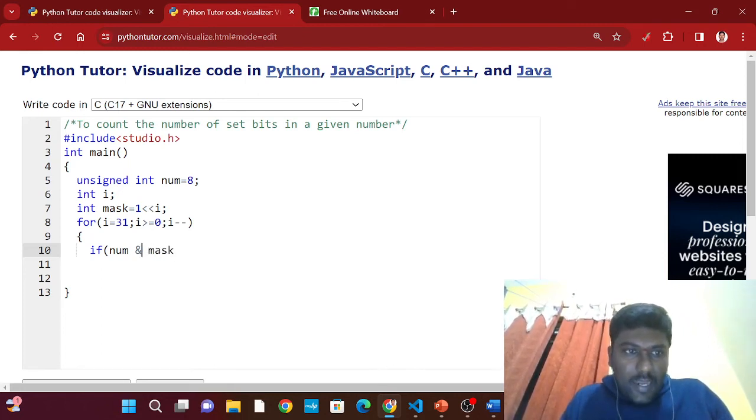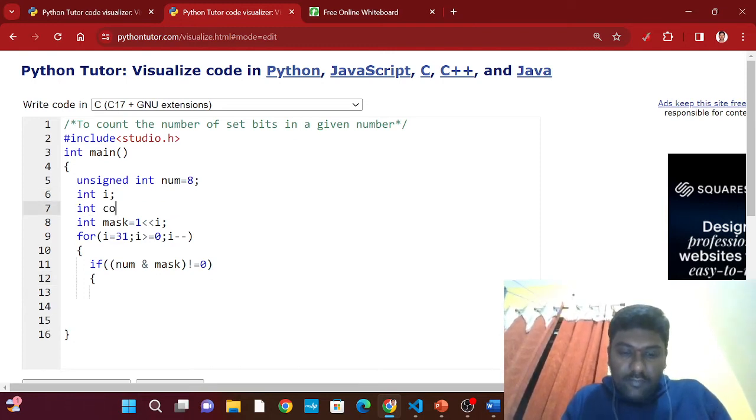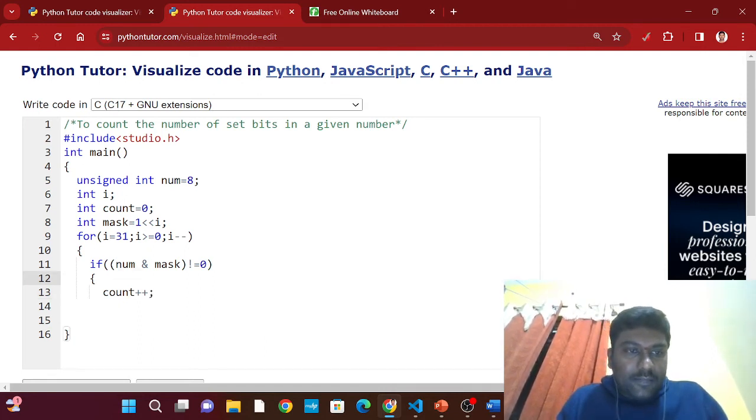If num AND mask should be what? Not equal to 0. Is it right? That means it should be a finite number. So not equal to 0, then only the count value. Initially I will make int count equal to 0. So then what has to be done? The count value is going to be incremented whenever that particular number AND 1 left shift with i is non-zero.